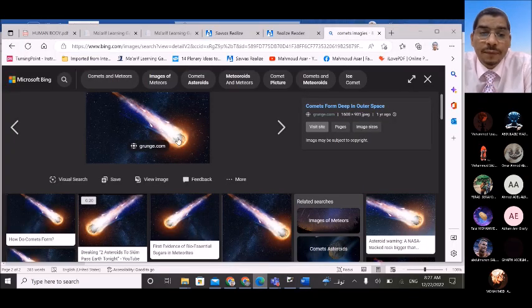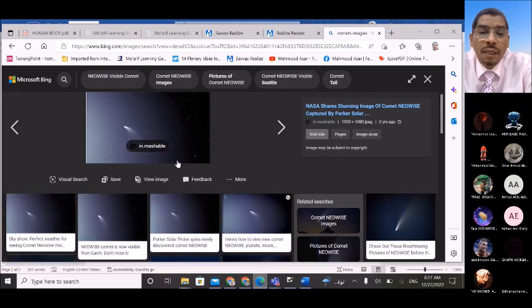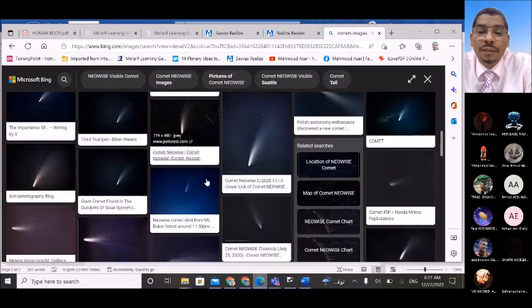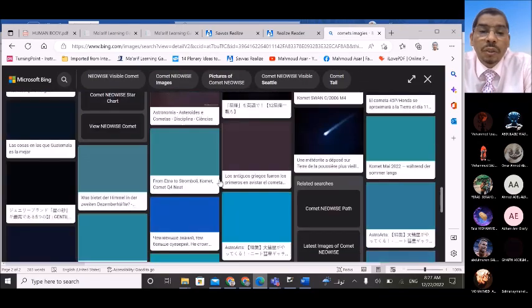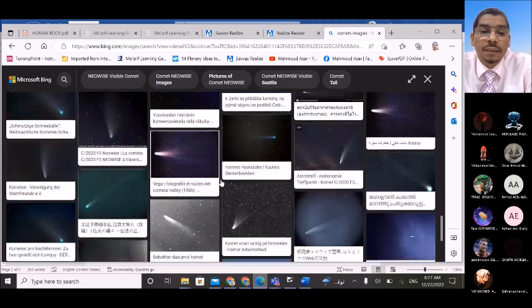You see this part that I'm showing you? This is the head of the comet, and inside it there is a nucleus. The nucleus of the comet is a solid particle.